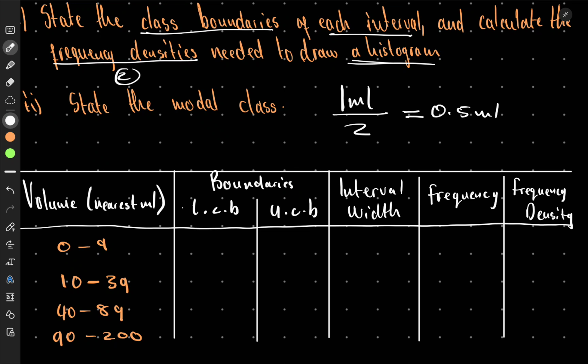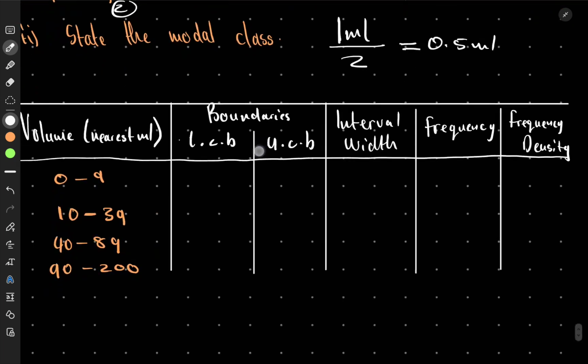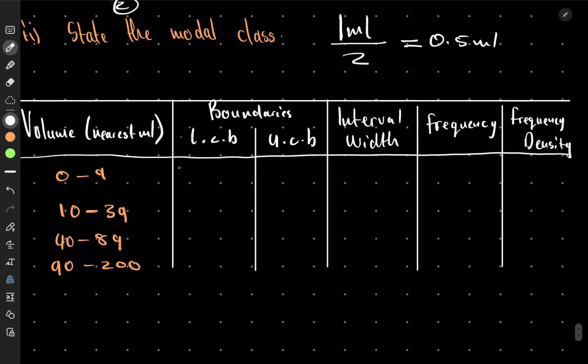But this is something that we have that is measured, so it's going to be continuous, because volume doesn't take whole numbers like 1, 2, 3, 4, 5. It has any value within a range. That can be the volume. So that means here, since it's continuous, I'm just going to put my lower class bound as 0.